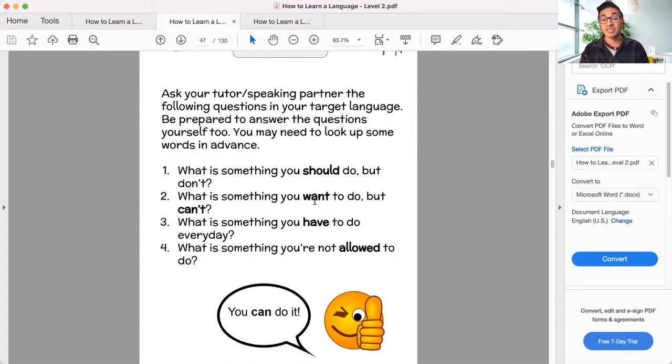What is something you want to do but you can't? What is something you have to do every day? What is something you're not allowed to do? So these are different things you can talk about with your language exchange partner.